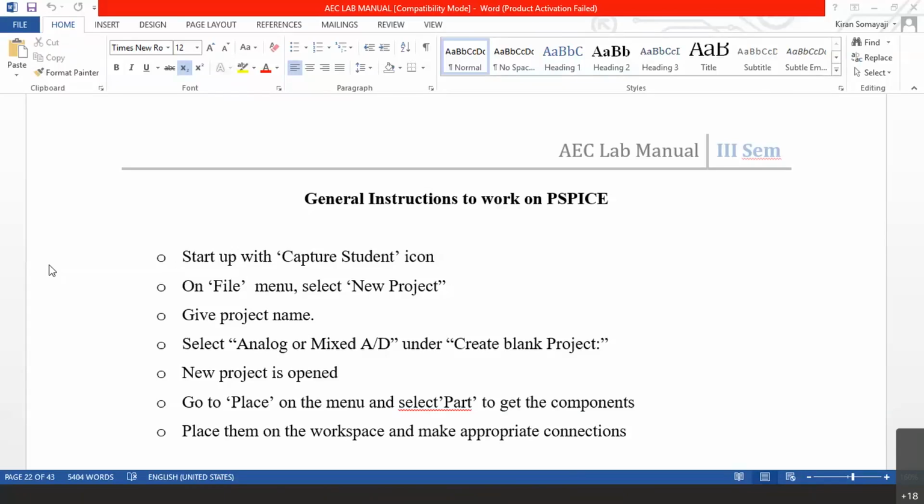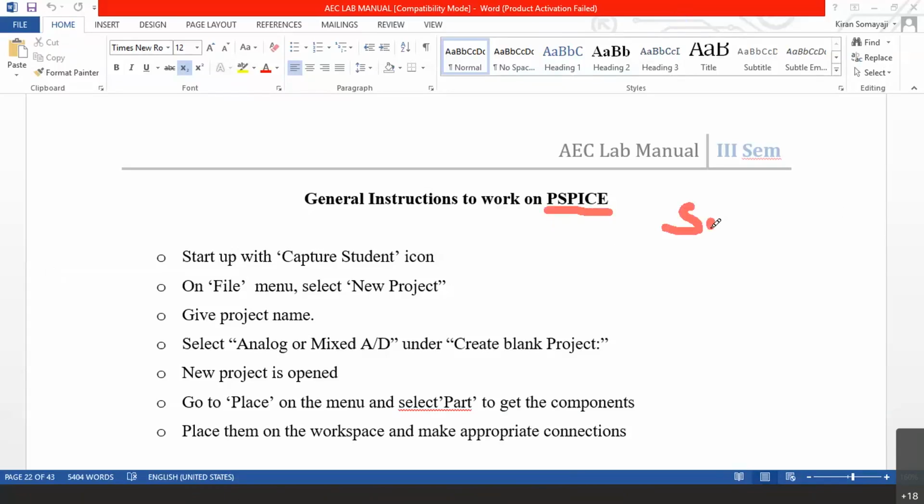Without having a physical device, we are able to verify the functionality using a software called PSpice. You can see it on the screen. I have put the name here on the screen, that is PSpice. Let me tell you the full form of SPICE.